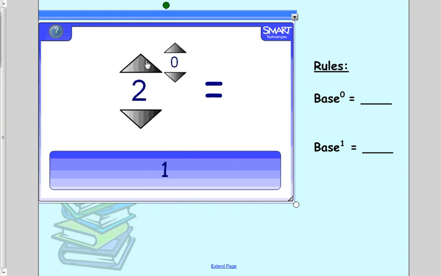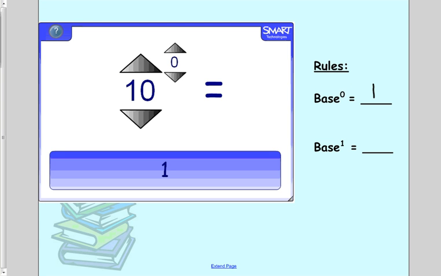So 2 to the power of 0 you can see equals 1. 3 to the power of 0 also equals 1. 4, 5, 6. You can see that no matter what the base is, as long as the exponent is 0, it's always going to be equal to 1. So we can go ahead and establish a rule that any base to the power of 0 always equals 1. A lot of people think it's going to be 0, so it's a little counterintuitive to what you might have guessed.